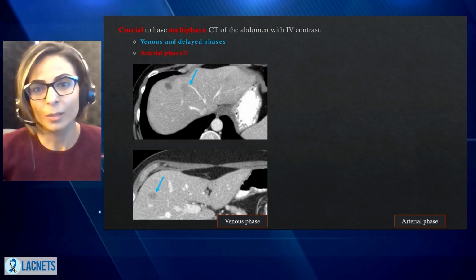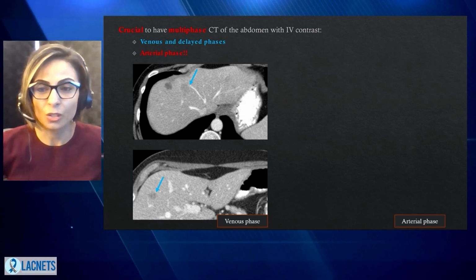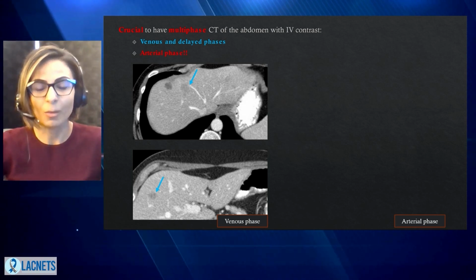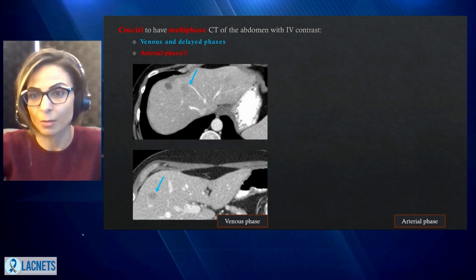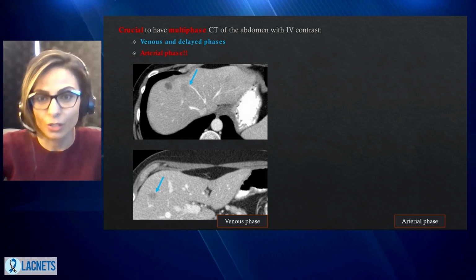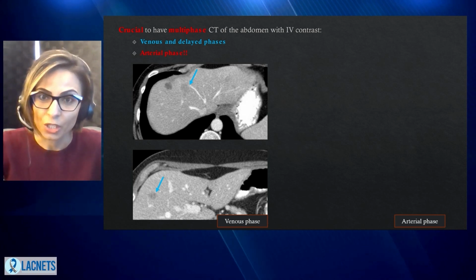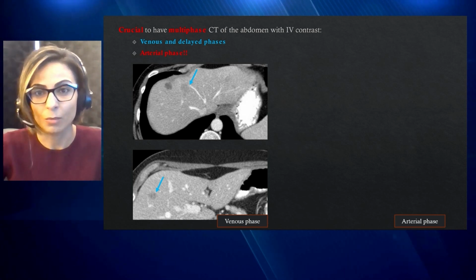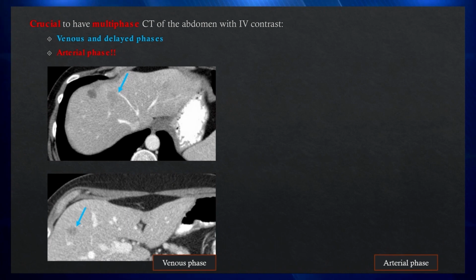So if you're a patient living with neuroendocrine tumor, you most likely heard the term multi-phase CT or multi-phase MRI. So what does multi-phase actually mean, and why is it important in neuroendocrine tumor imaging? Well, typically, most CTs we do for most indications are done in the venous phase. And this is the phase that I'm showing right now on the left side of the screen.